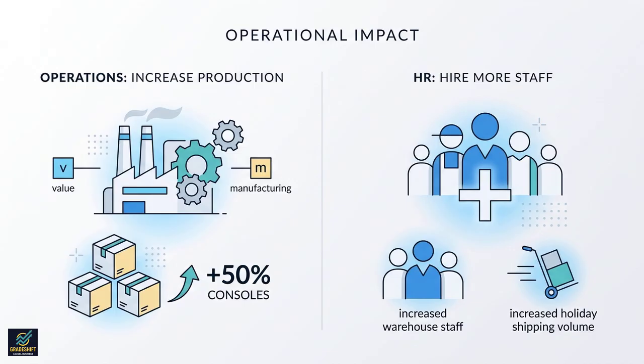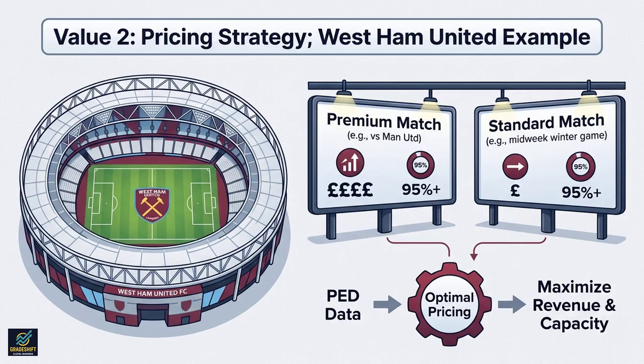This forecast is vital for the operations department, who must manufacture 50% more consoles, and the Human Resources Department, who must hire more warehouse staff to handle the increased holiday shipping volume. The second major value is developing an optimal pricing strategy. West Ham United Football Club uses price elasticity data to vary their ticket prices dynamically, aiming to achieve over 95% capacity utilization at their stadium.